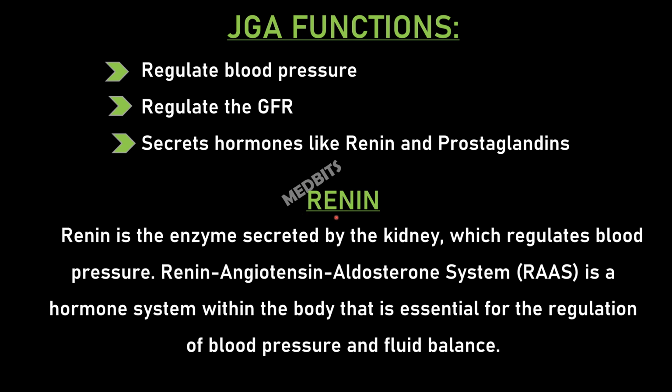So let's look into just a simple definition of renin, and the remaining will be, as I said in the beginning, in the part 2 video. Renin is the enzyme secreted by the kidney which regulates blood pressure. Renin, angiotensin, aldosterone system, RAAS, is a hormone system within the body that is essential for the regulation of blood pressure and fluid balance. Let's look into its details in the next video.